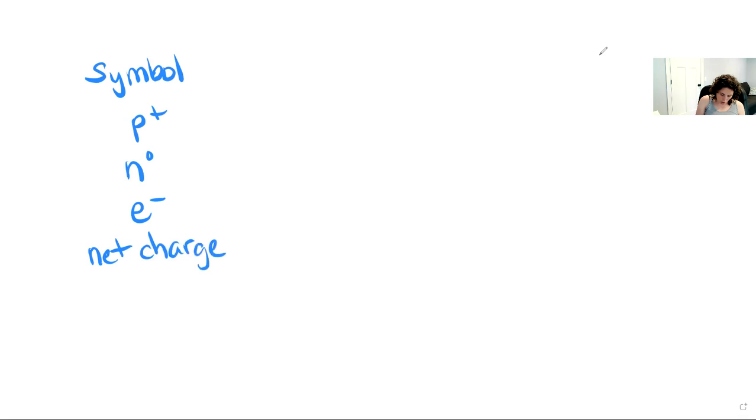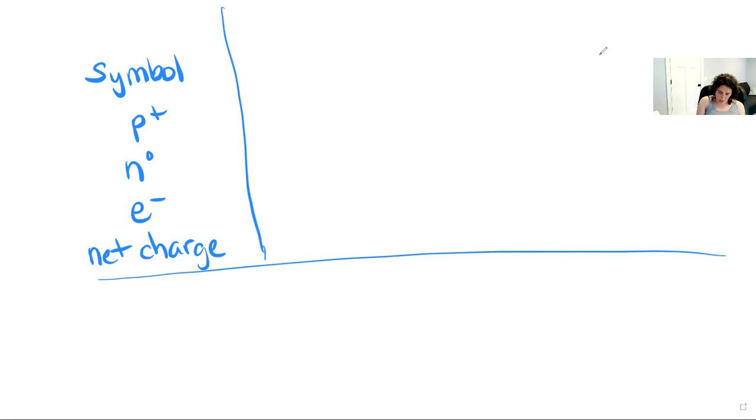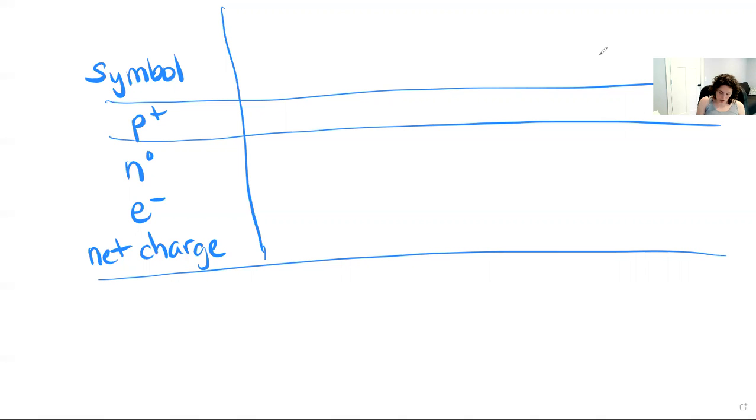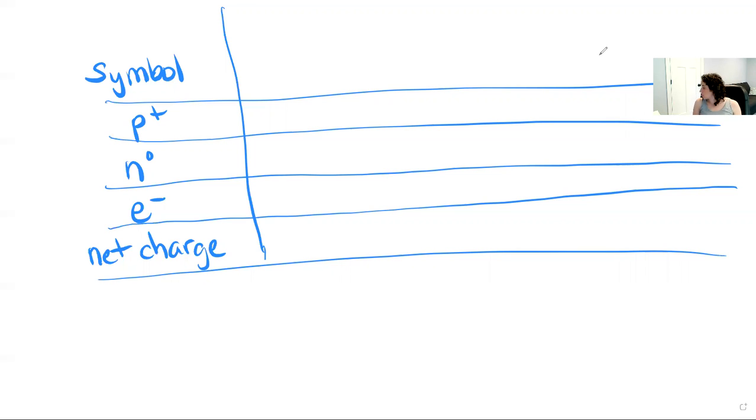This time we've got symbol, protons, neutrons, electrons, and this time instead of a mass number we care about something called net charge. Ions are charged atoms that have lost or gained electrons, and so that's what we're going to figure out with the chart.